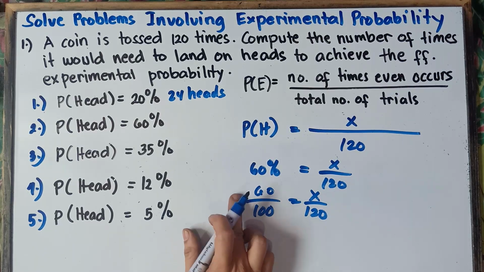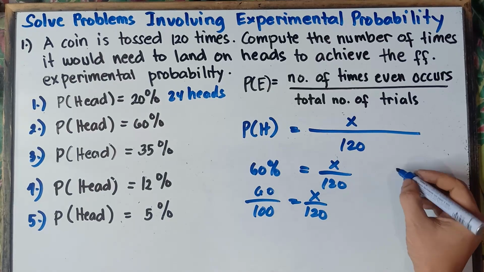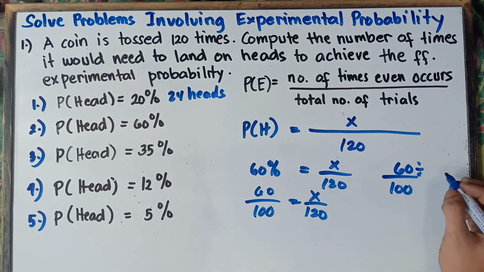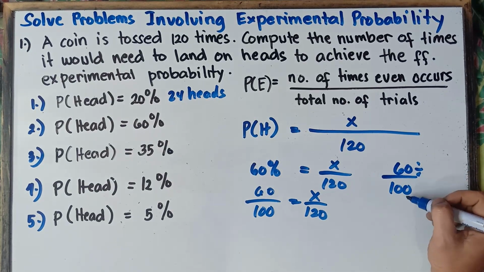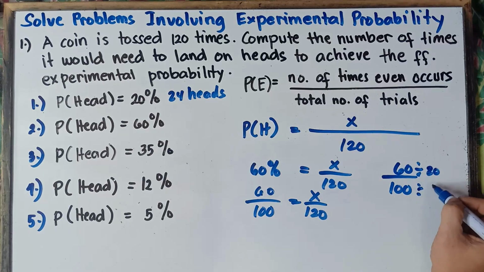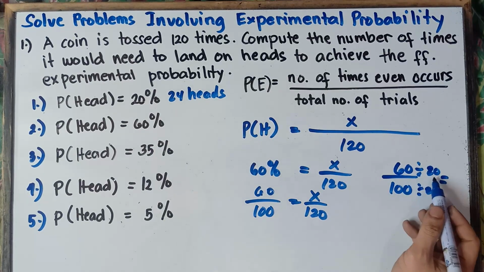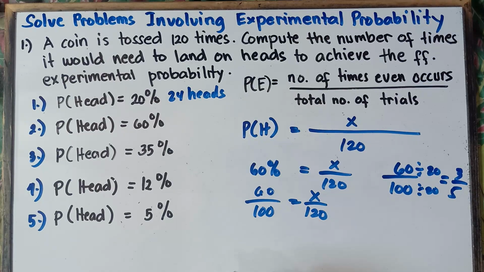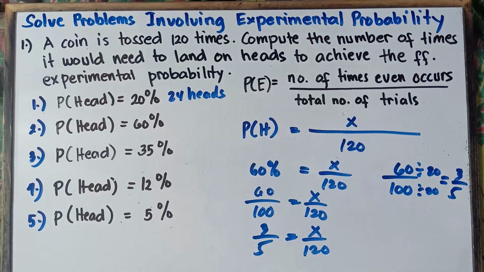And then I can reduce this one. So this will be 60 over 100. We can divide this by 20, right? The greatest common factor of 60 and 100 is 20. Divide by 20. So 60 divided by 20 is 3. 100 divided by 20 is 5. So 60 over 100 is just the same as 3 over 5. So this will be 3 over 5 equals x over 120.